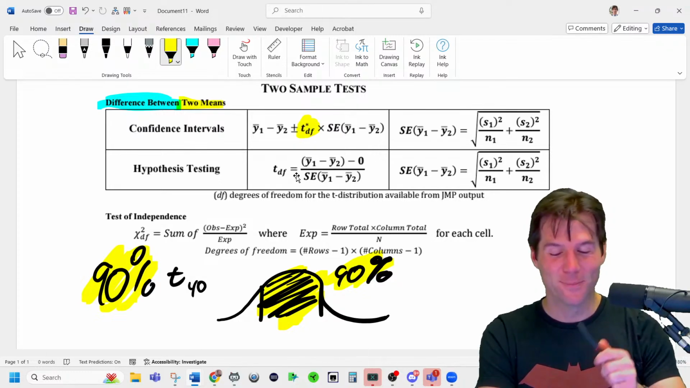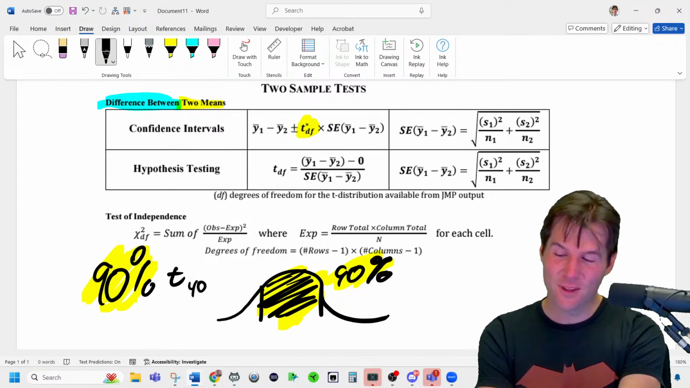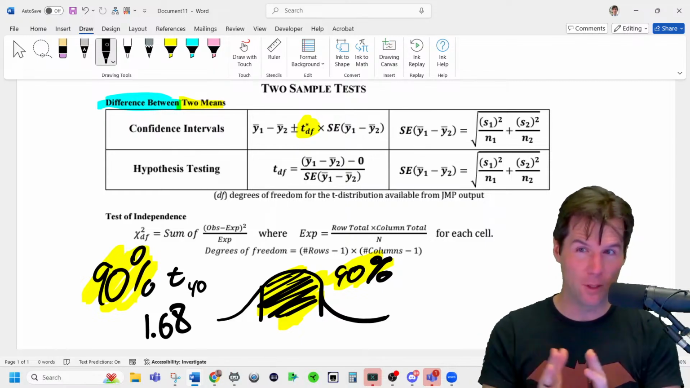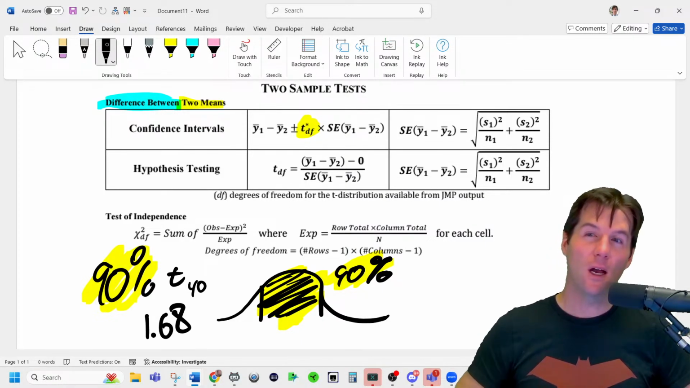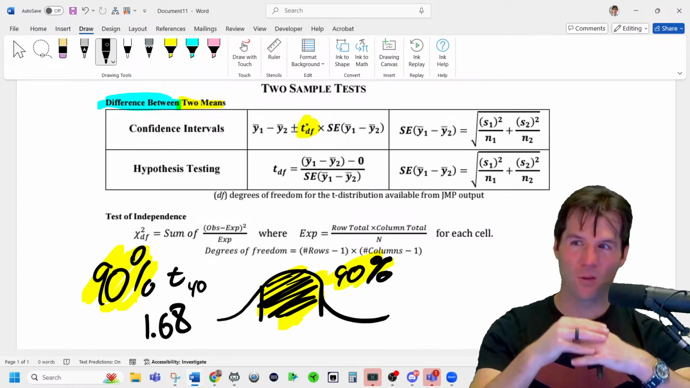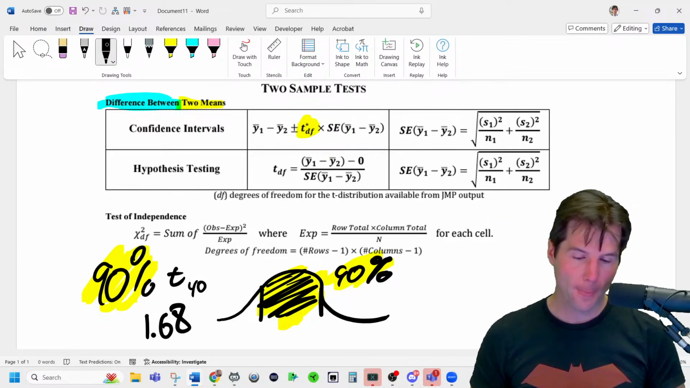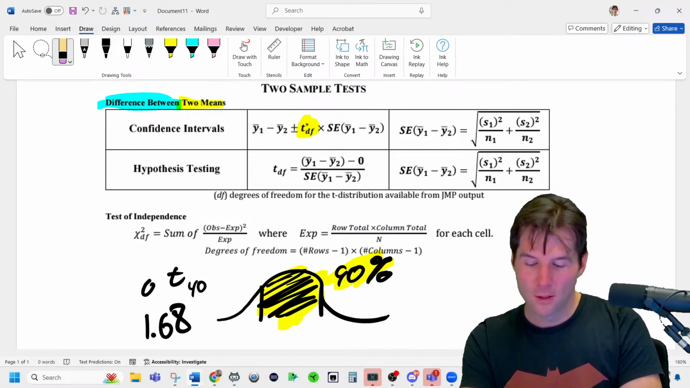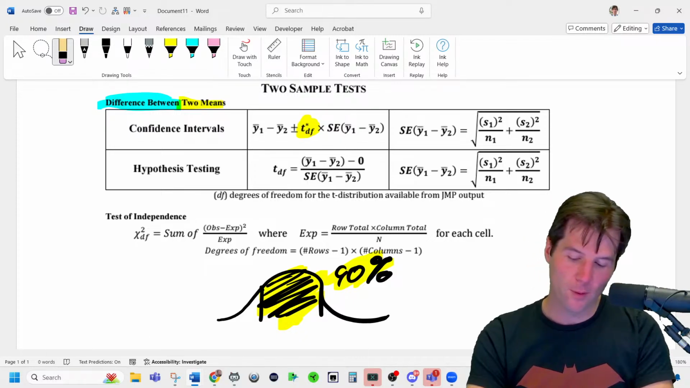Okay, so the T for that was 1.68, and it's related to covering the middle 90% of the area on a T-curve shaped by 40 degrees of freedom. You might be asking, how do we get those degrees of freedom? Good news for you, and this is a way to remember it.